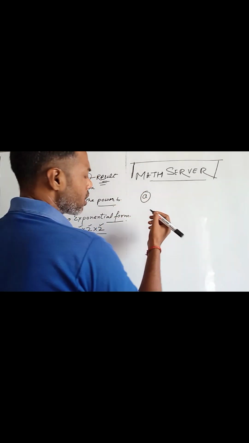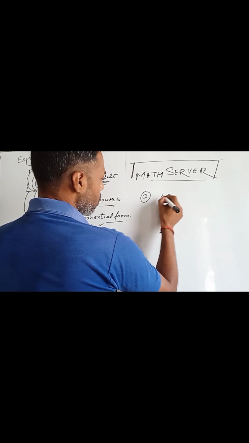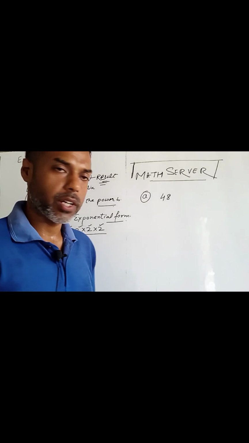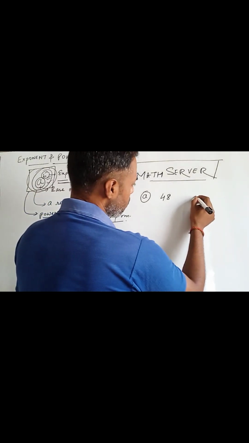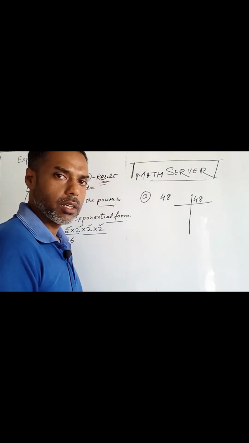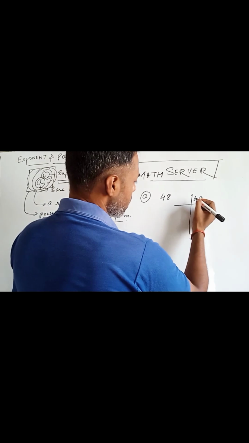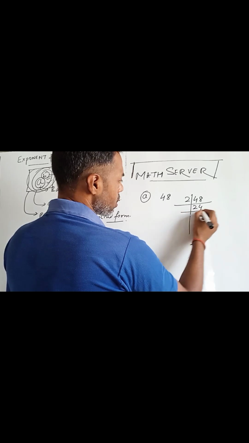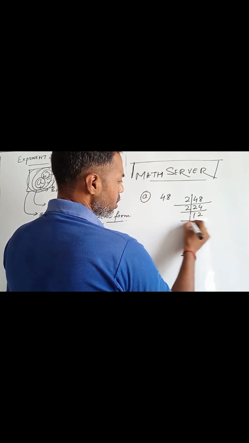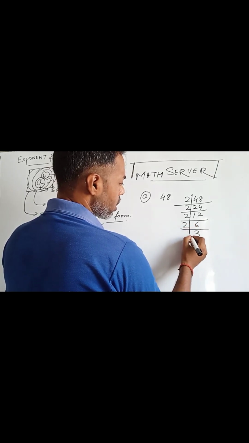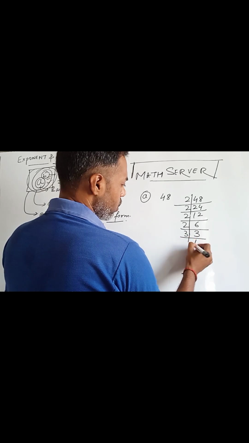सपोज ये कोई भी क्वेश्चन है हमारा 48. सपोज 48 को हमें एक्सपोनेंशियल फॉर्म में कन्वर्ट करना है. तो कुछ नहीं करना है, सिर्फ 48 के पहले हमें प्राइम फैक्टर फाइंड आउट कर देना है. हम सब ने किए हैं छोटी क्लासेस में. 48 के एक्सपोनेंशियल फॉर्म, तो ये 2 से डिवाइड हो जाएगा, अगेन 2 से डिवाइड हो जाएगा, अगेन 2 से डिवाइड हो जाएगा, अगेन 2 से डिवाइड हो जाएगा, और फाइनली ये हमारा 1 आएगा.